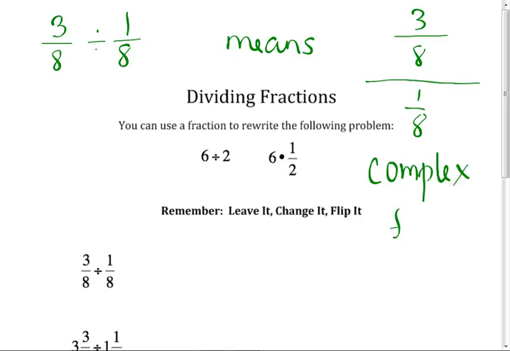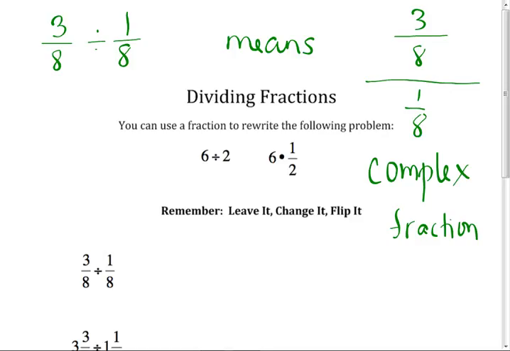Yes? That looks complicated to you? A fraction over a fraction? Looks hard, doesn't it? Josh, does that look hard? No, it looks easy? Oh, my calculus students think they're hard.